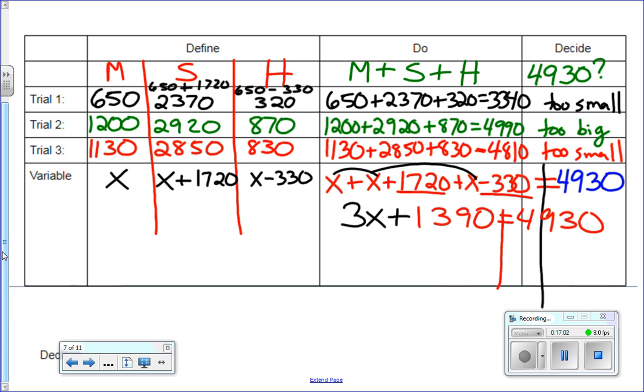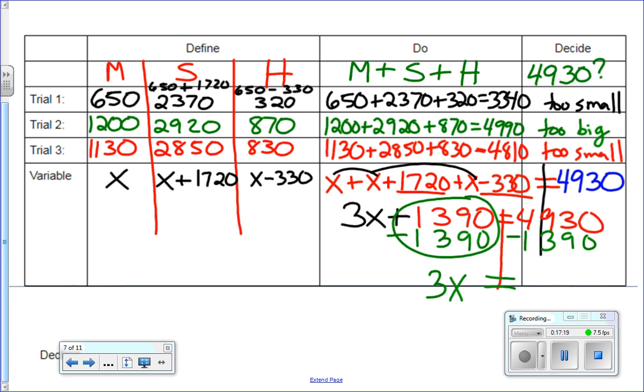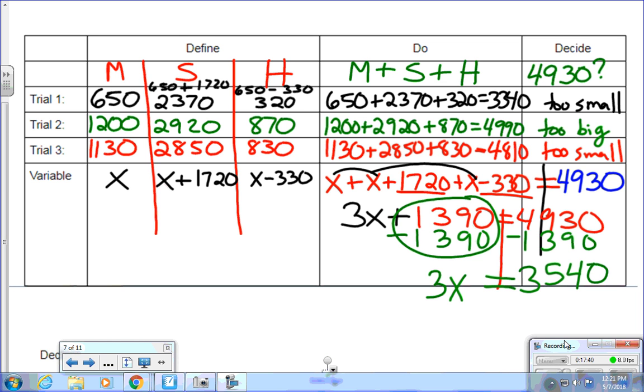How do I get rid of 1,390? So I'm going to subtract it. I'm also going to subtract it from here. This is my 0. So I get 3x equals, what's 4,930 minus 1,390? Keegan. 3,540. Okay. So then what's my last step going to be? So I have 3x equals 3,540. What do I do next?